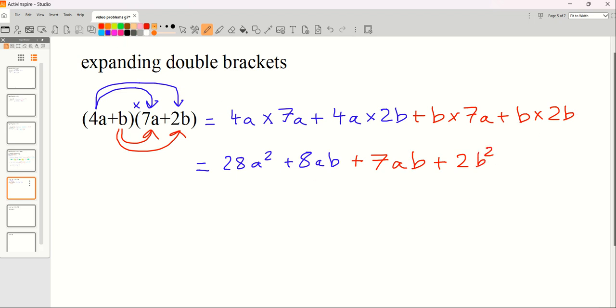The last thing I have to do is see if I can collect like terms. In this case, do we have any like terms? Yes, we do. This is in terms of ab, and this is also in terms of ab. So I can just collect them by adding the like terms, which gives me 28a squared. 8ab and 7ab, they use the same letters, so I would count them as like terms. 8 plus 7 is a 15, and then I just write 2b squared. And that is it for this example.